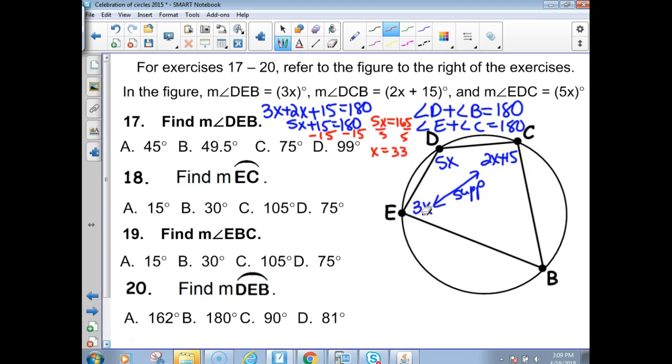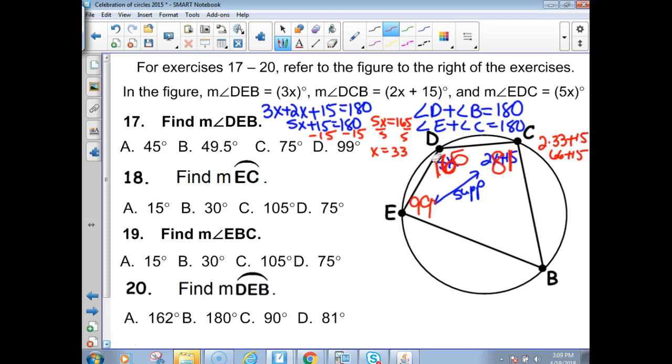Well, if x is 33, then I need to do 3 times 33. I'm going to erase that now, and I'm going to put on there 99. And I'm going to plug in the rest of these. So 2 times 33 plus 15, that's 66 plus 15. So this angle over here is 81, right? Okay, and then 5 times 33, please. 5 times 33 is 165.